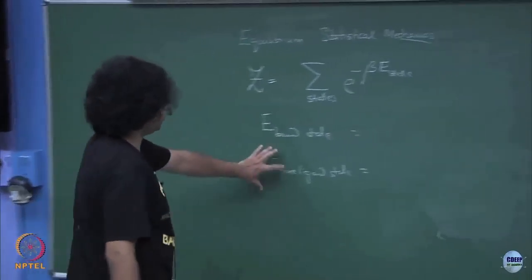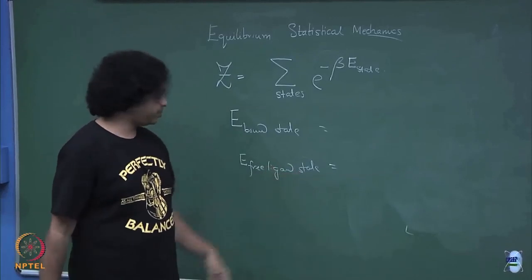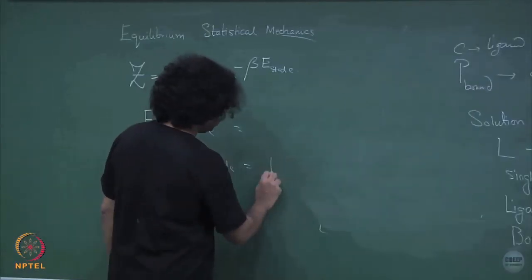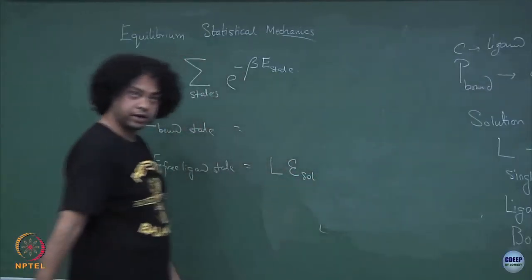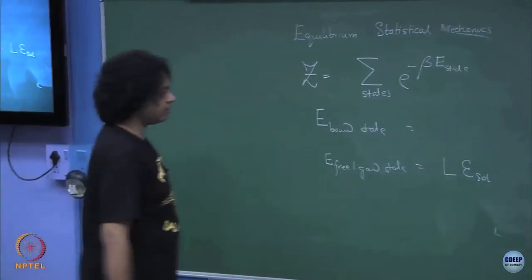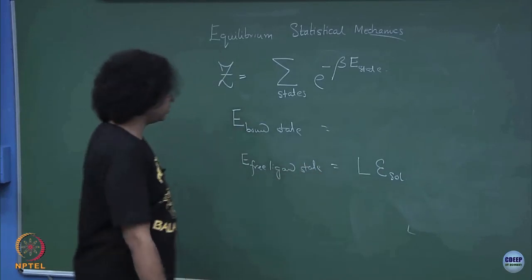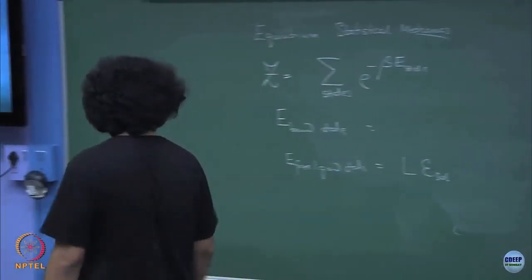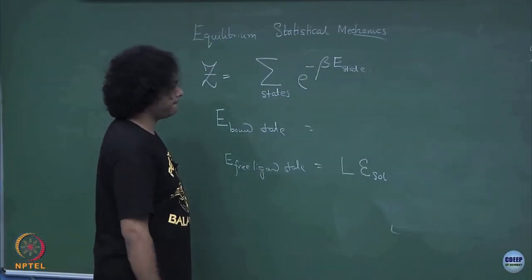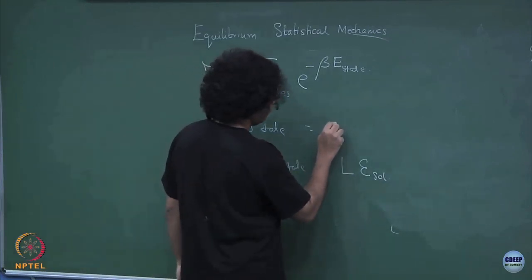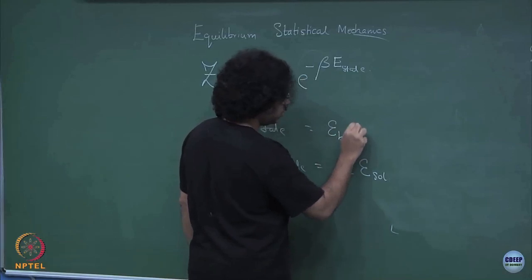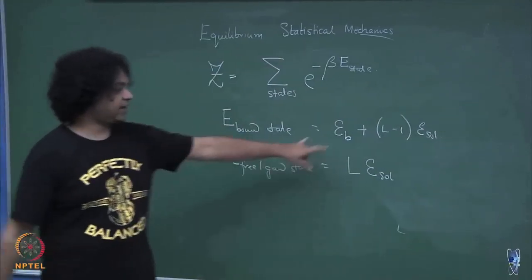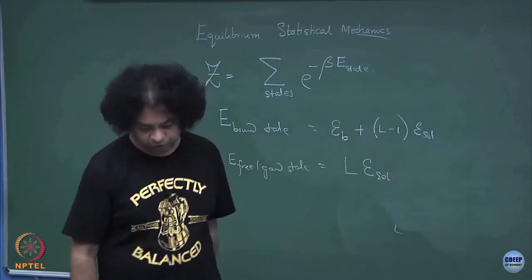Or let's talk about this first. If no ligand is bound to the receptor, what would be the energy? L into epsilon solution, right? All my ligands are free in solution. I have L of these. So, L into epsilon solution. Now, if I have this bound state where one of these ligands is bound to the receptor, what would be the energy of that state? Epsilon bound plus L minus 1 epsilon solution, right? One of these ligands is bound, the remaining L minus 1 are in solution.